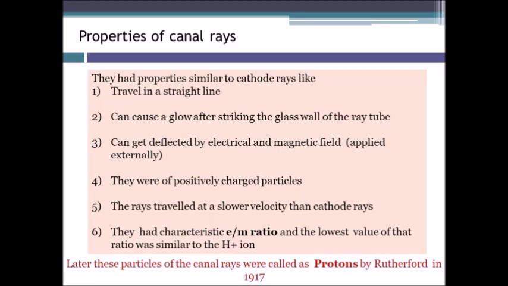Further, he saw that they had properties similar to the cathode rays, and they can cause glow after striking the glass wall of the ray tube. They get deflected by electrical and magnetic field when these fields are applied externally, just like the cathode rays. They were positively charged particles, so they move towards the cathode. Then the rays travel at a much less velocity than the cathode rays.